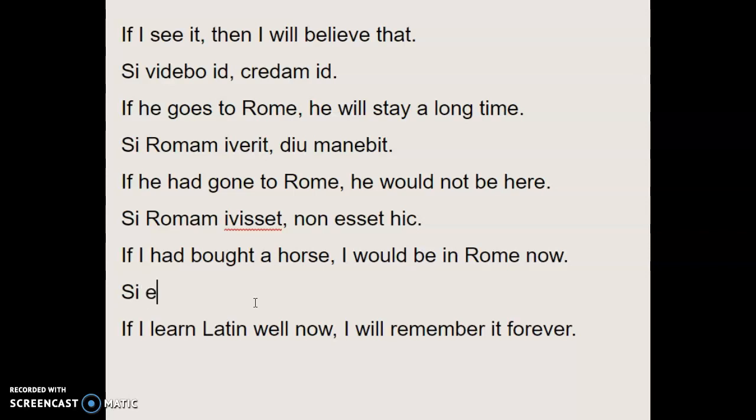If I had bought, amisissem, amisisses, amisisset. Remember, pluperfect subjunctive endings. If I had bought a horse, equum. And that gives us our nice "if I had bought a horse," past contrafactual. Now, I would be in Rome. Present contrafactual uses imperfect subjunctive. Now I would be at Rome. We'll use our nice locative case there. Si equum amisissem, nunc essem Romae. If I had bought a horse in the past, now I would be in Rome.